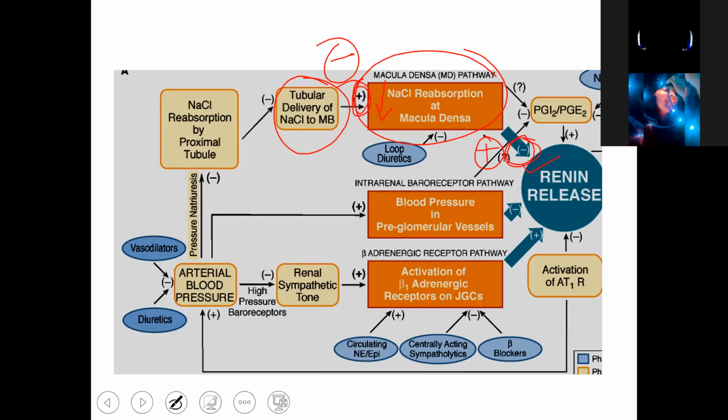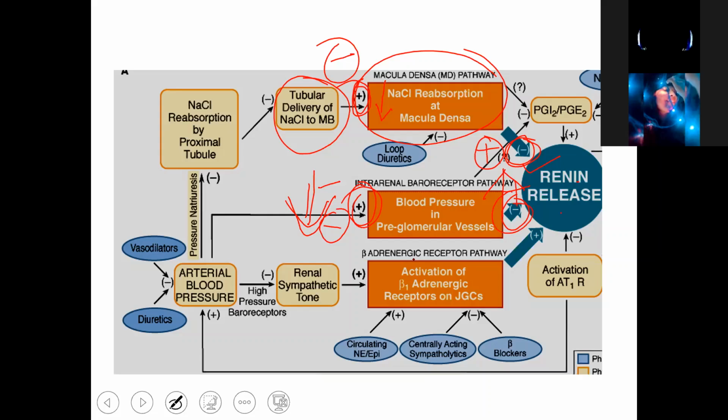Similarly, in the baroreceptor pathway, if there is a high BP, then there will be a negative signal to the renin release. If there is low BP because of vasodilatation, or because of the action of any other drug like calcium channel blockers, which are vasodilators, or by giving diuretics, then when the blood pressure decreases, it becomes plus. If it is minus, it becomes plus. Okay, low blood pressure, more renin release; high blood pressure, less renin release.